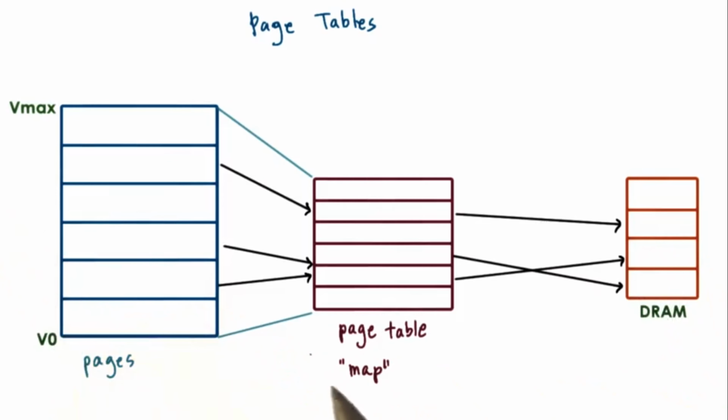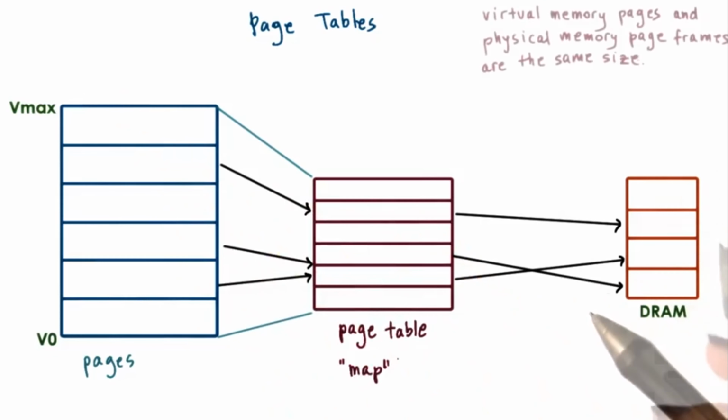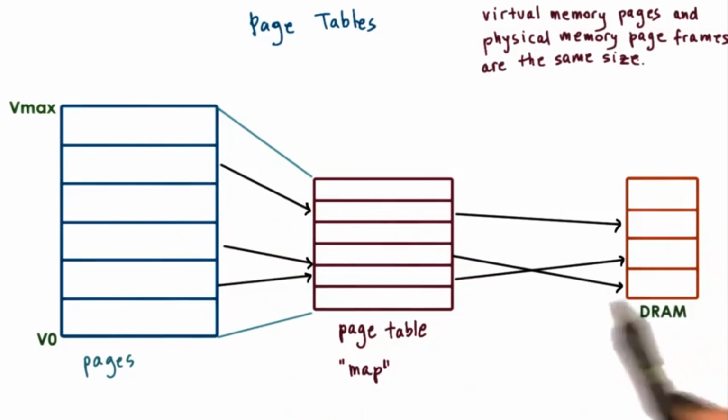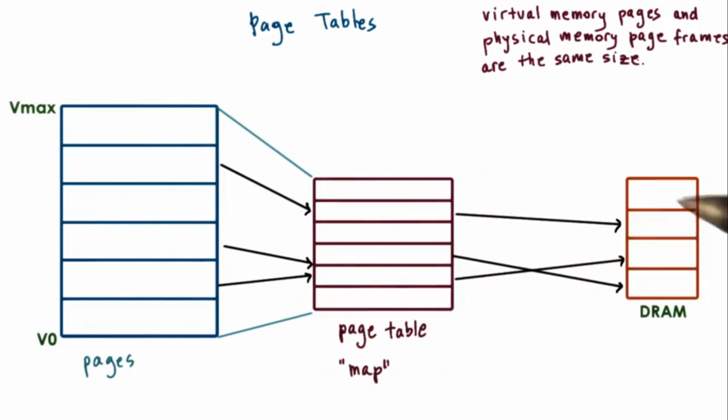So in this way, the page table is like a map that tells the operating system and the hardware itself where to find specific virtual memory references. Although the sizes in this drawing are a little bit off, the sizes of the pages of the virtual memory and the corresponding page frames in physical memory are identical.